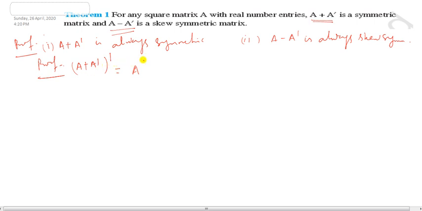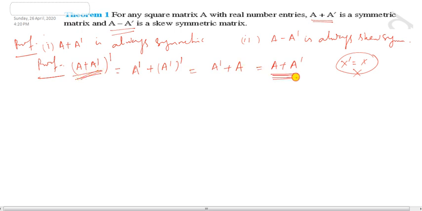By definition, transpose is distributive over addition, hence it will be (A + A')'. This will be equal to A' plus (A')', and if you remember, I have told (A')' is A. So A plus A', that means I am transposing a matrix here and I am getting the same matrix back. That means if x' equals x, then it is symmetric. So I am transposing this matrix and I am getting this matrix back, hence this is a case of symmetric matrix.